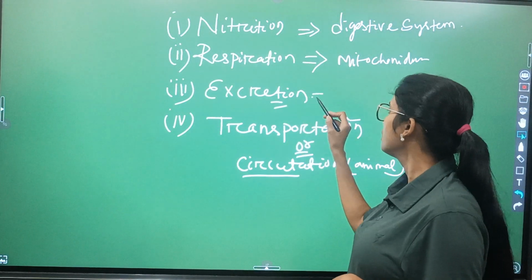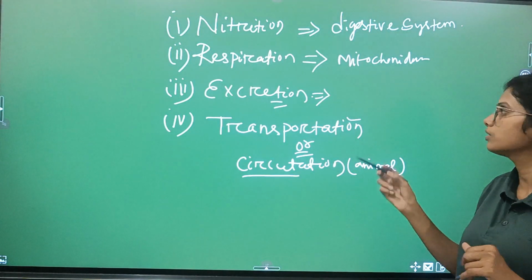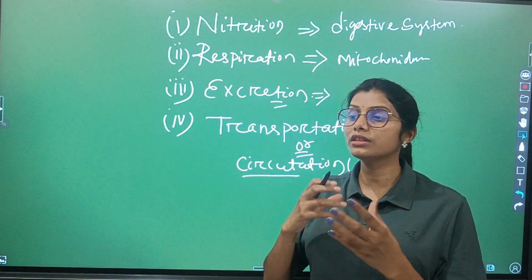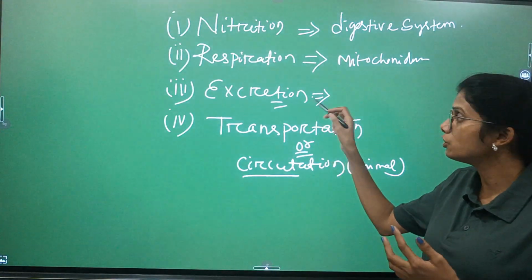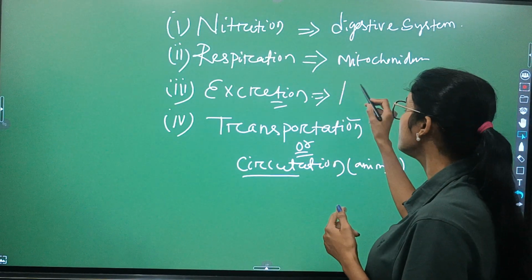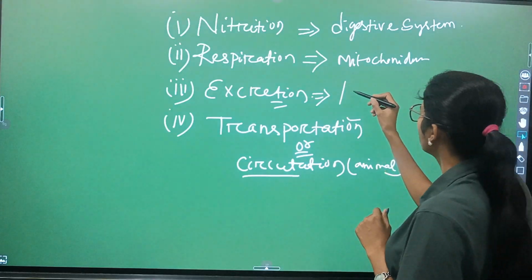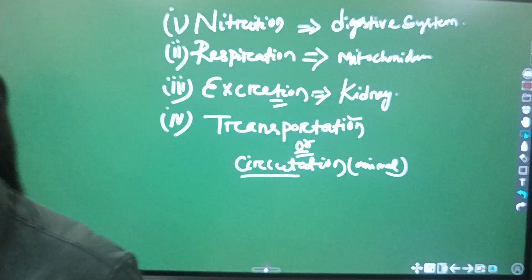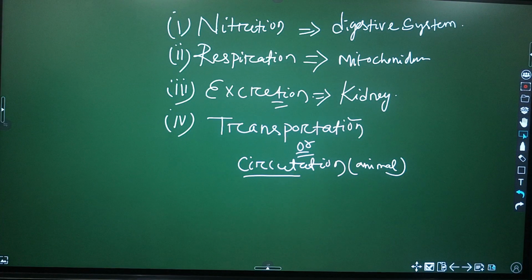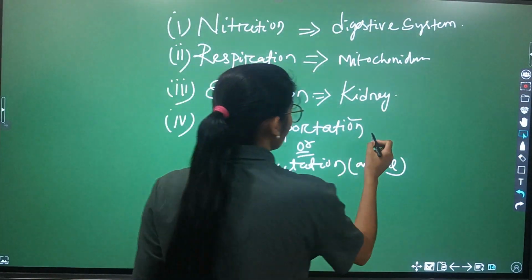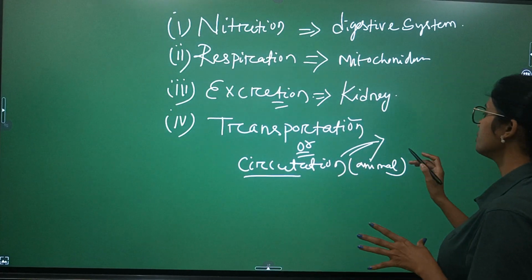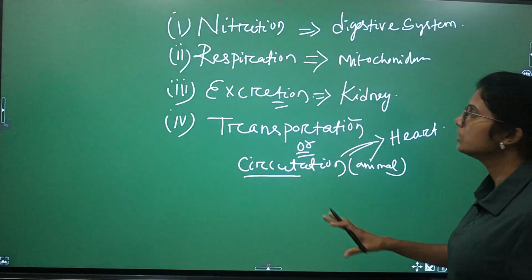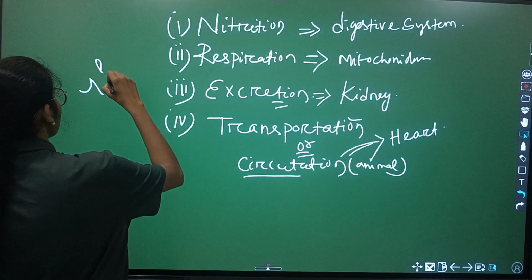What is excretion related with? If we consider nitrogenous waste material, it is purified in the kidney itself. Next one is transportation, or the circulatory system. The circulatory system is related with your favorite organ, the heart. So this is all about the 4 life processes.